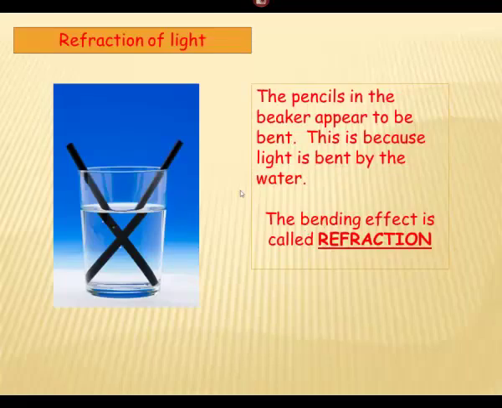Now, the pencils in this beaker, both of them from the side, appear to be bent. That one there and that one there. This is because light is bent by the water. The bending effect is called refraction. Let's look at what happens when we shine a ray of light through a glass block.